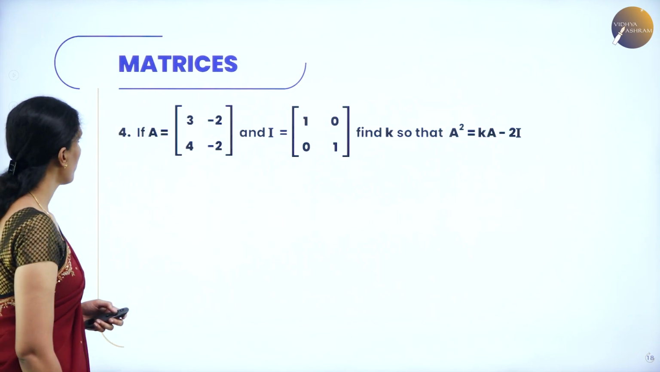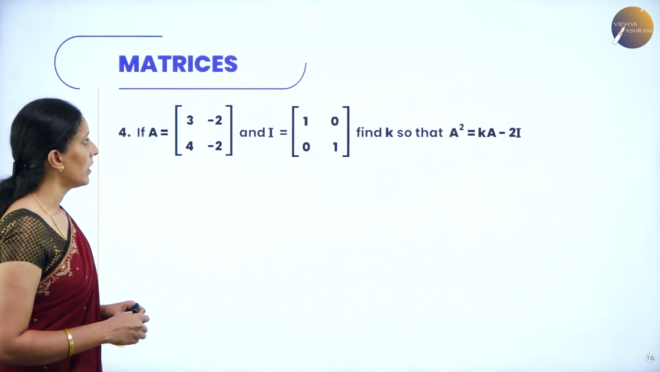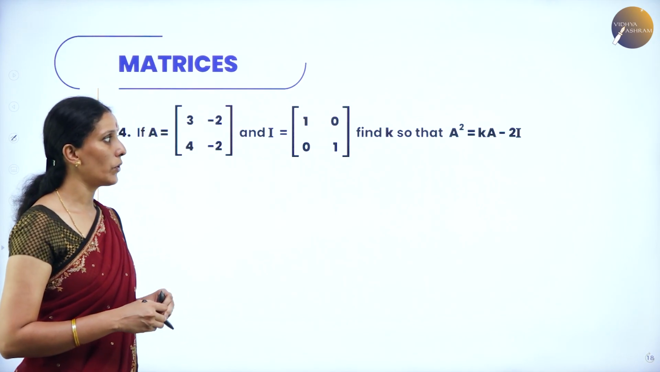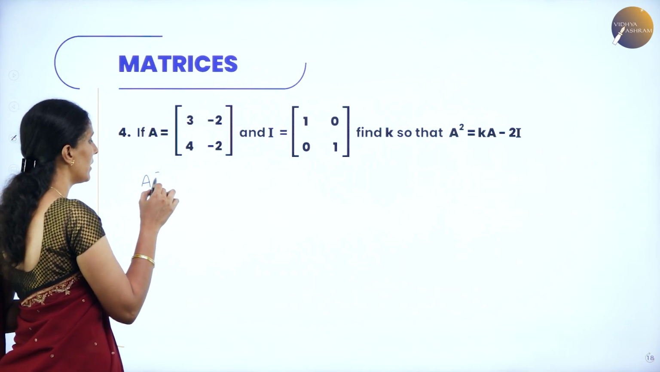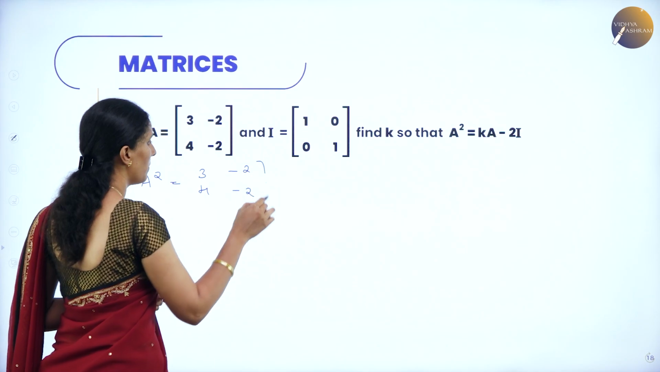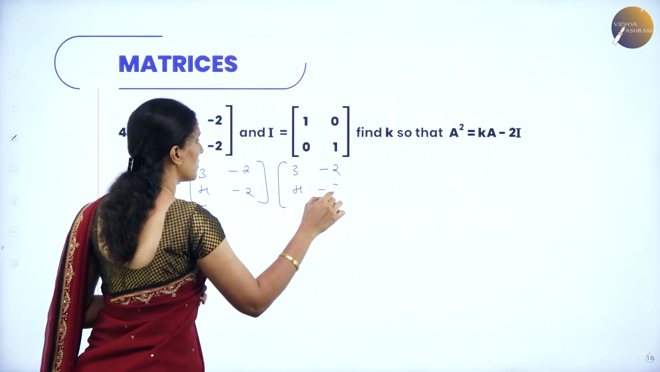Next question. If A is equal to 3 minus 2, 4 minus 2, I is equal to 1, 0, 0, 1, find k such that A square is equal to kA minus 2I. So let us find out A square first. A square is 3 minus 2, 4 minus 2 into 3 minus 2, 4 minus 2.